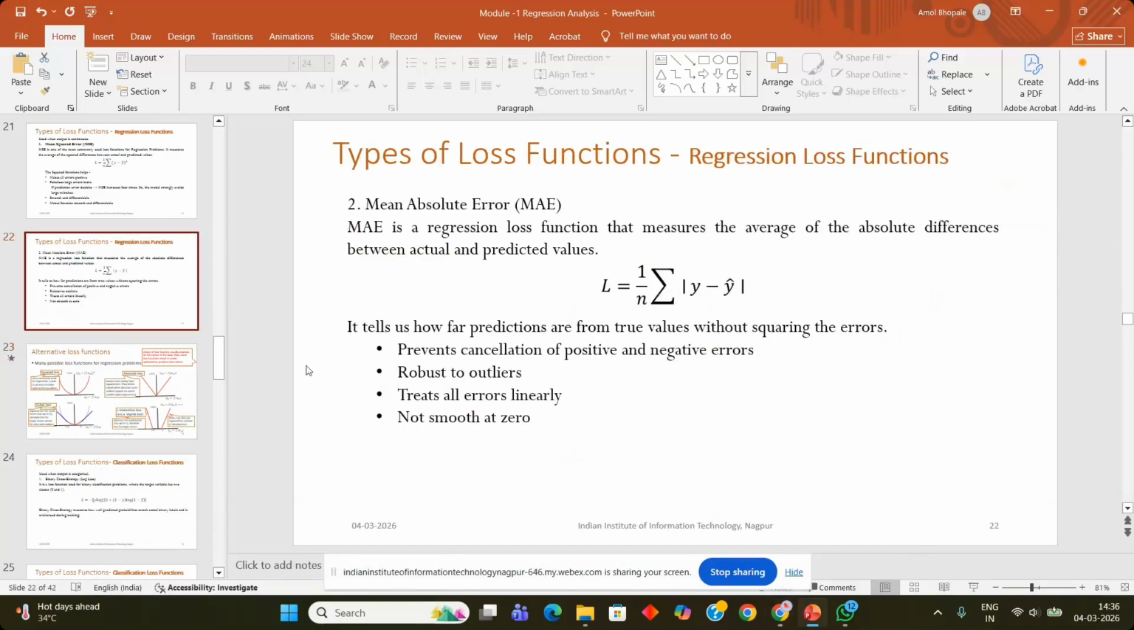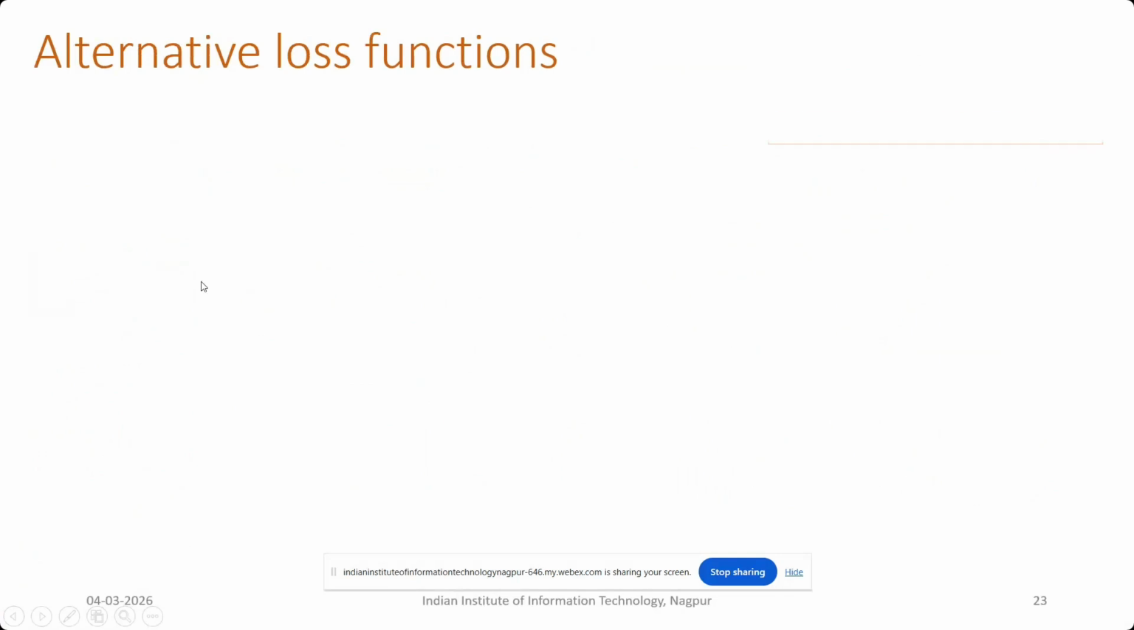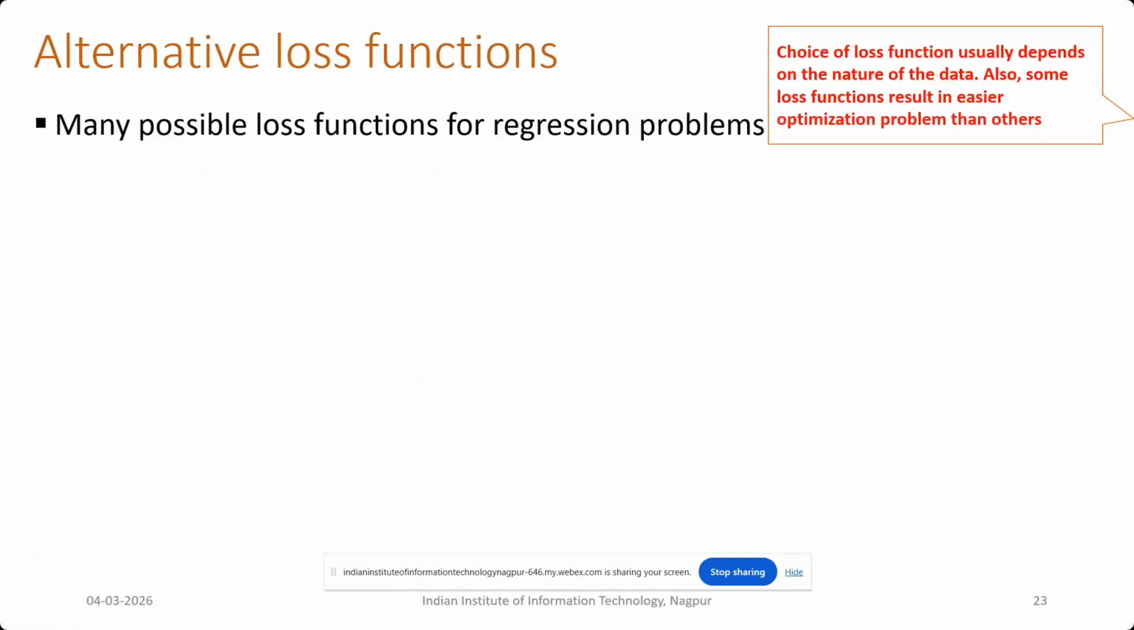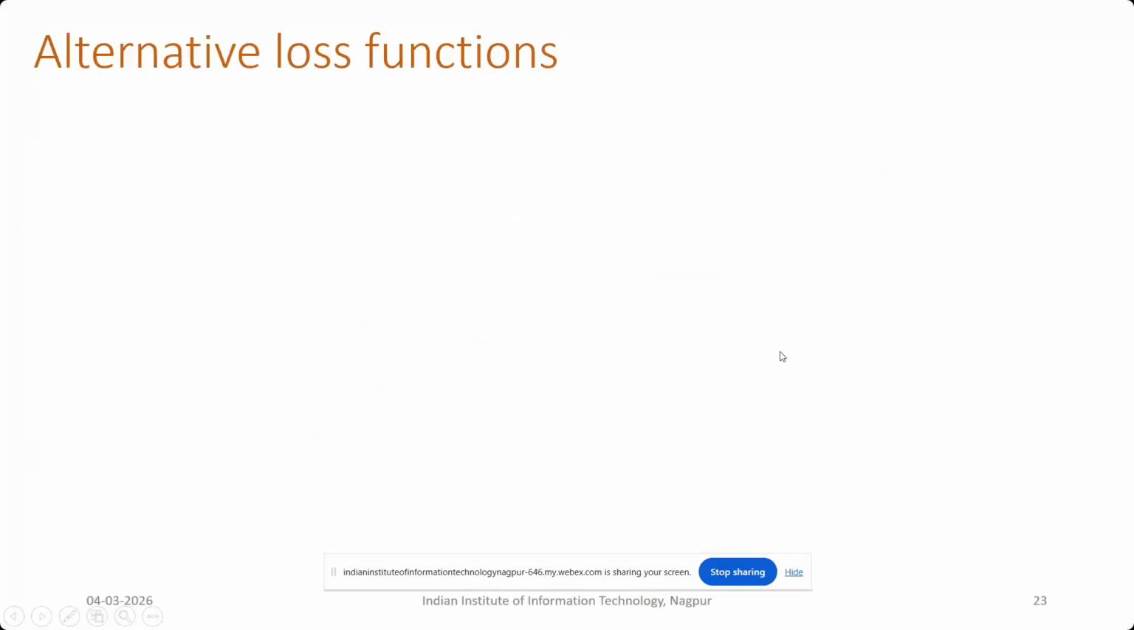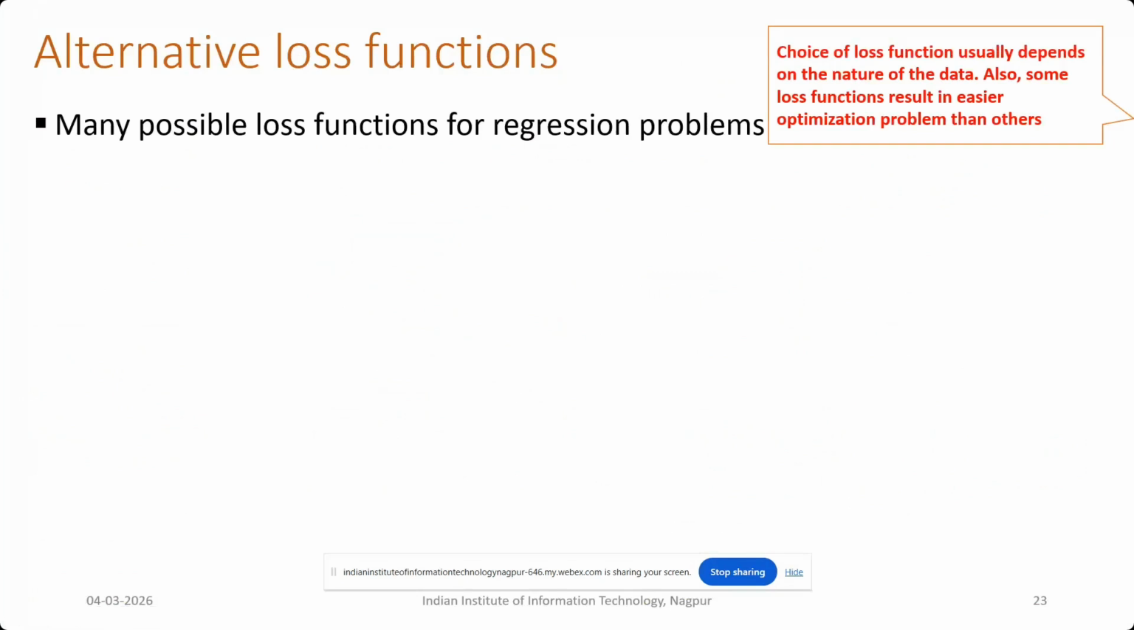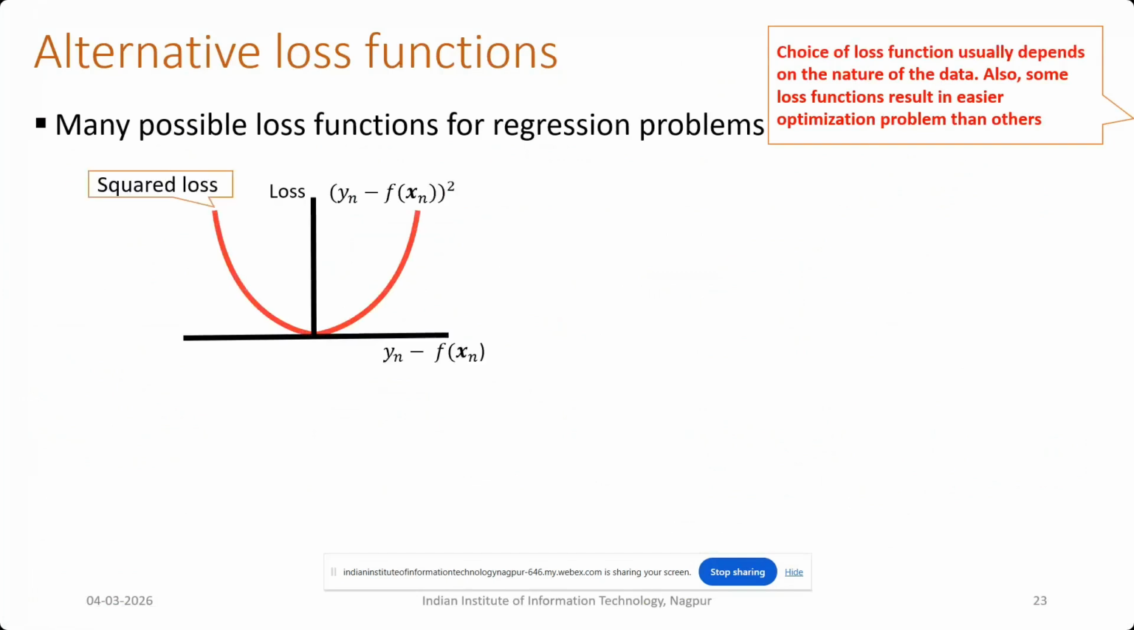Before moving ahead, I wanted to discuss this particular slide with you. In regression analysis there are different types of loss functions. The choice of loss function usually depends on the nature of the data. Some loss functions result in easier optimization problems than others. There are many possible loss functions, out of which the one we have seen is the squared loss function, that is mean squared error.